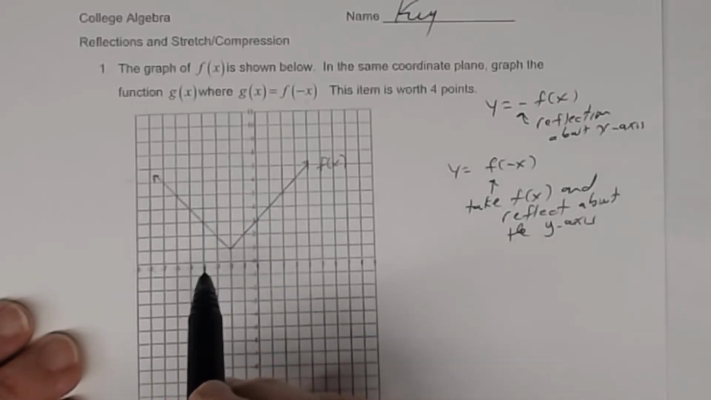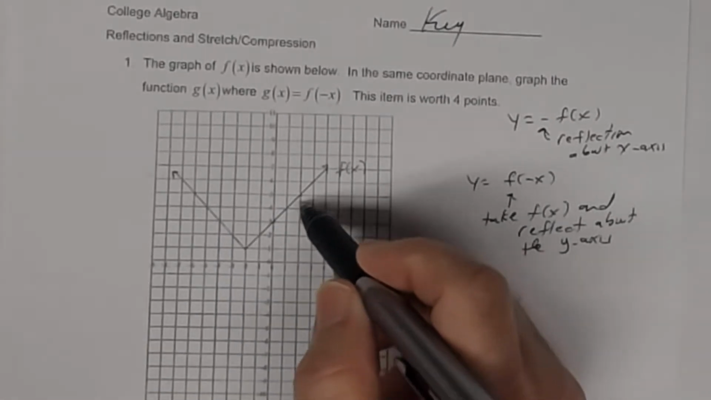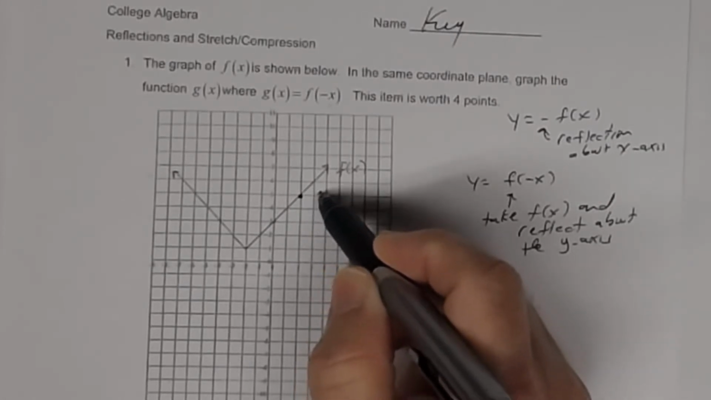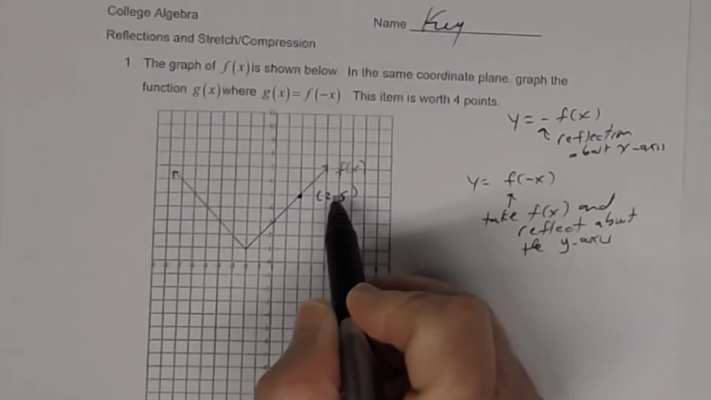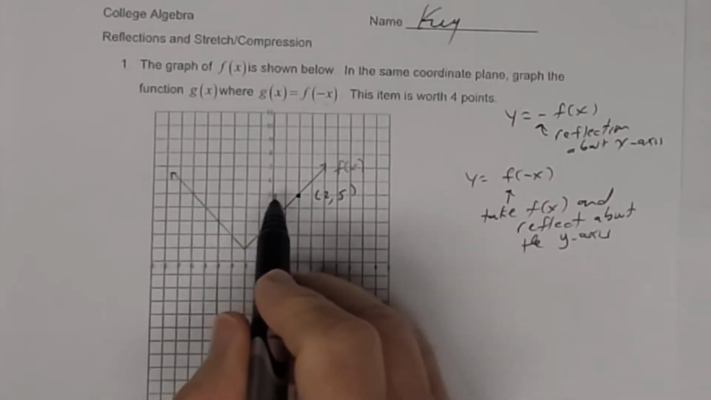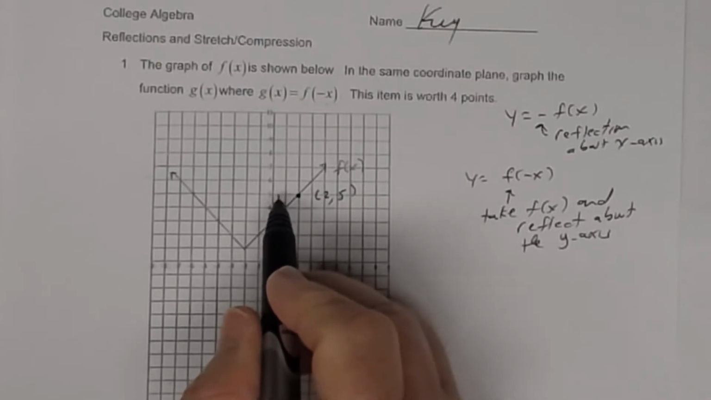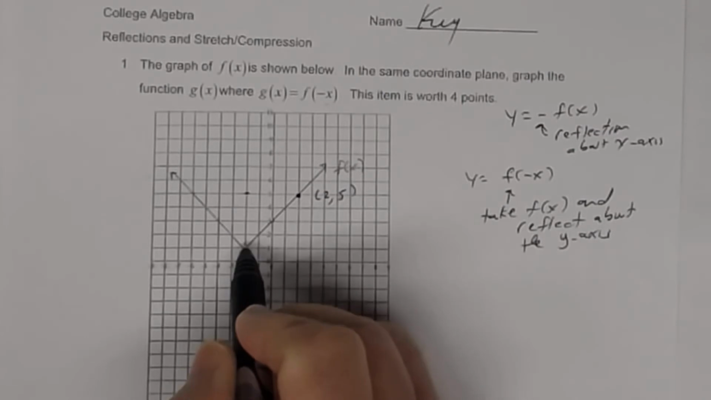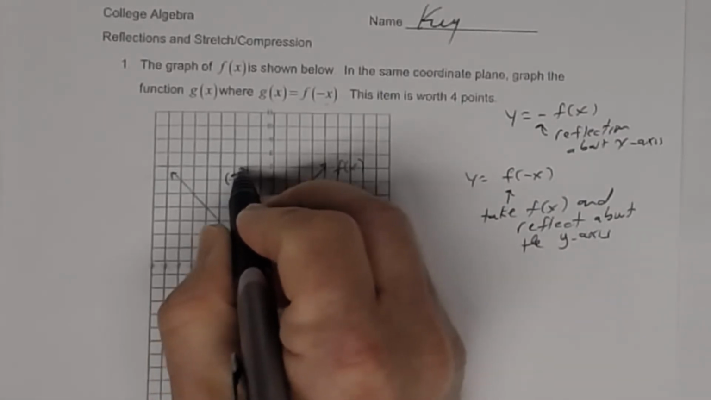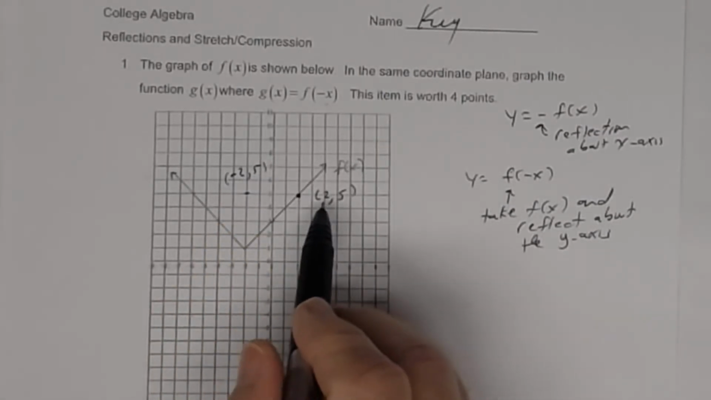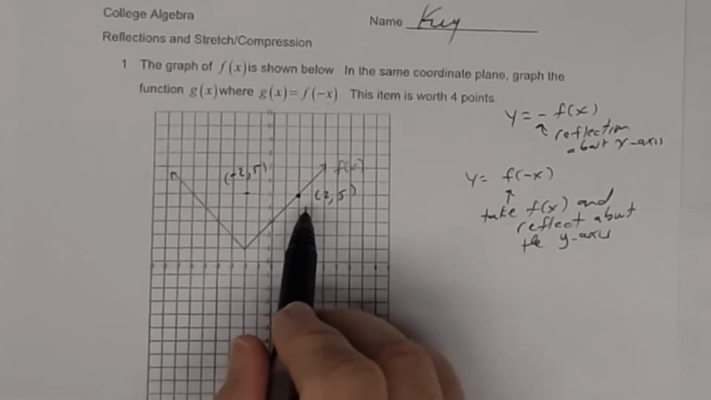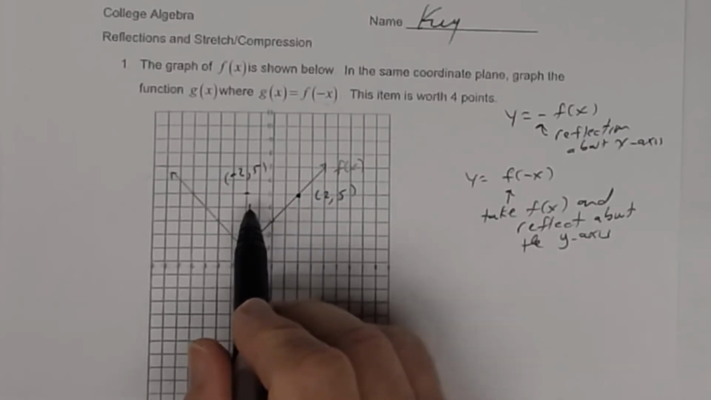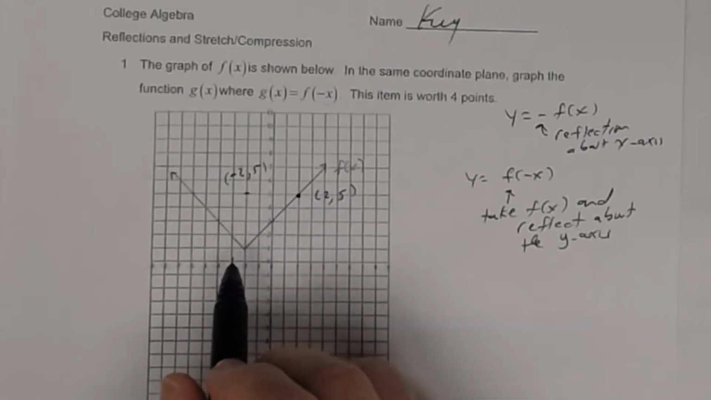So for example, if I look at this point right here, which is this one here, which is 2, 5. When I reflect about the y-axis, see how this is 2 units from the y-axis? I'm going to go 2 units this way. So that becomes the point negative 2, 5, right? The y-coordinate stays the same, the x-coordinates are opposites. So 2 becomes negative 2.